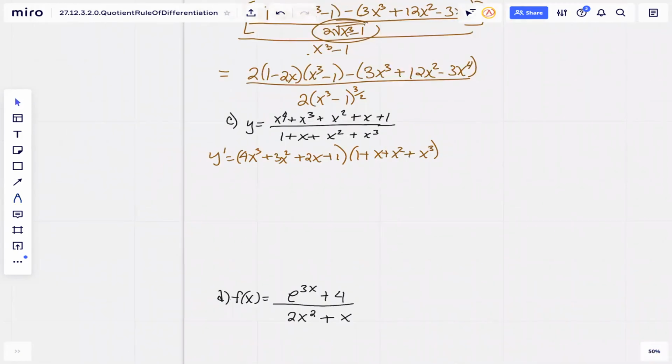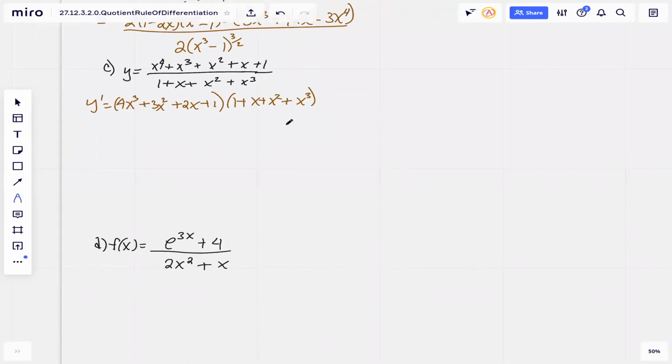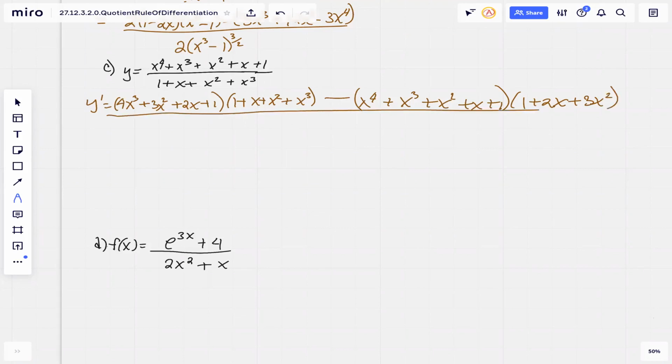All right, let's see if we can reduce this a little bit so we have some more space. Minus the numerator, and just write our numerator out, times the derivative of our denominator, 1 plus 2x plus 3x squared. Good, all over the denominator squared. 1 plus x squared plus x cubed, all squared.